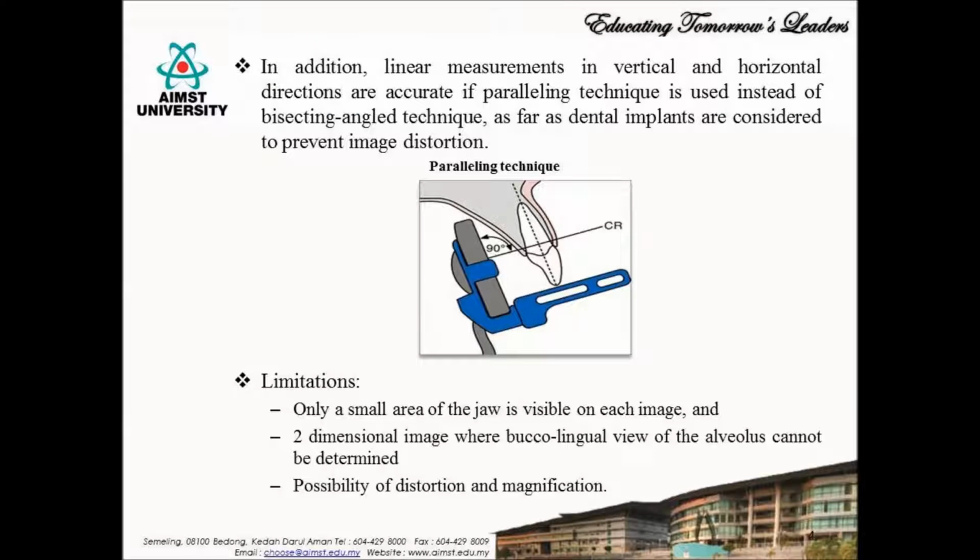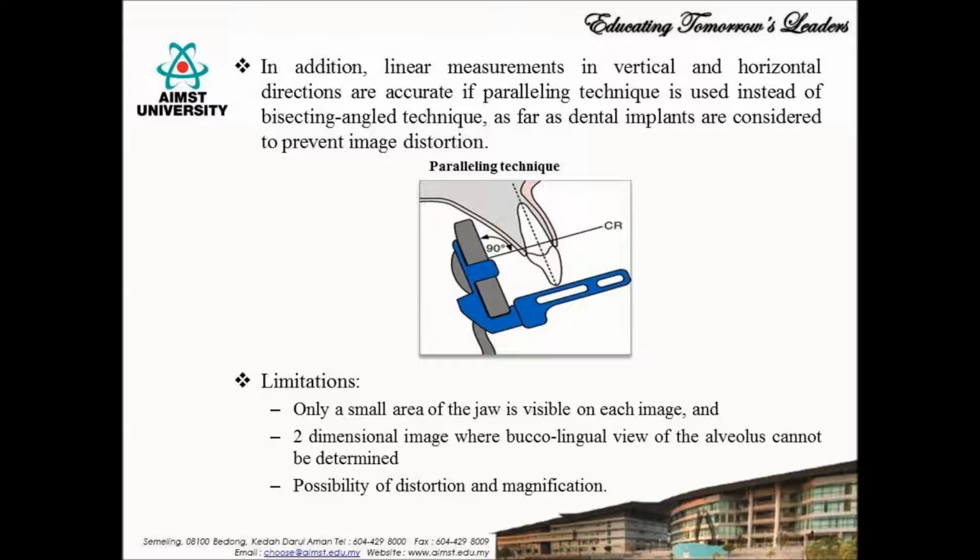In addition, linear measurements in vertical and horizontal directions are accurate if the paralleling technique is used, where the film receptor is placed parallel to the long axis of the tooth. The significant disadvantage of susceptibility to unpredictable magnifications can be minimized by using this paralleling technique. However, distortion is particularly accentuated in edentulous areas, where missing teeth and resorption of the alveolar bone necessitate receptor placement at an angulation in relation to the long axis of the teeth and alveolar bone.